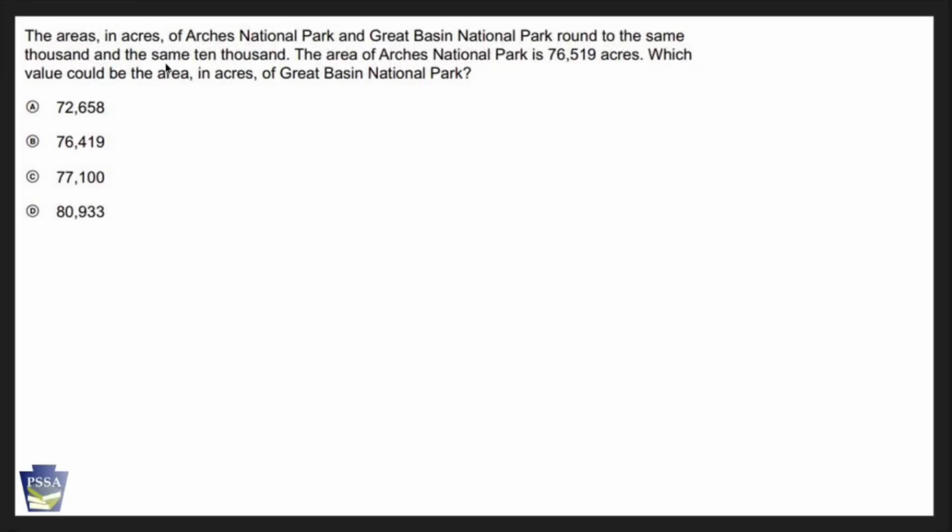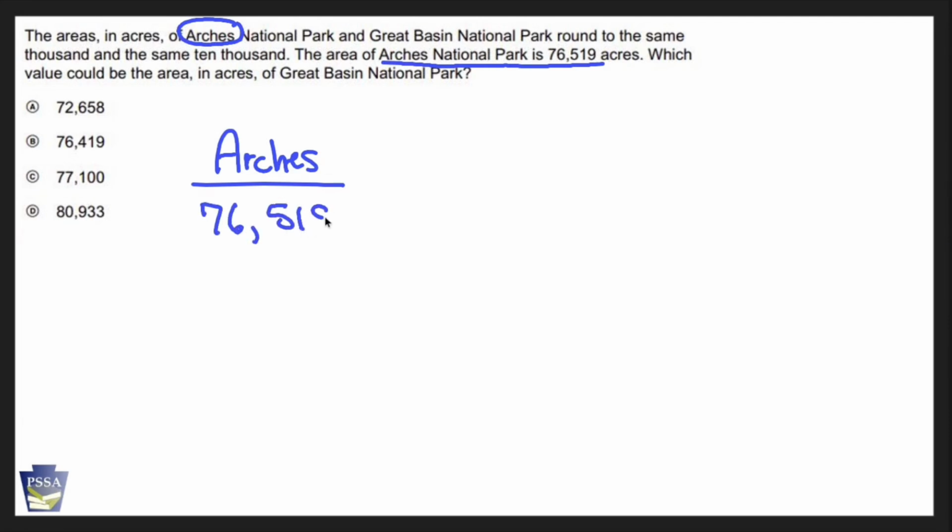The areas in acres of Arches National Park and Great Basin National Park round to the same 1,000 and the same 10,000. The area of Arches National Park is 76,519 acres. Which value could be the area in acres of Great Basin National Park? This is a tricky problem, okay? Arches here is 76,519. So let's write that. Arches, 76,519. What they want you to do is see if it first rounds to the nearest 1,000.